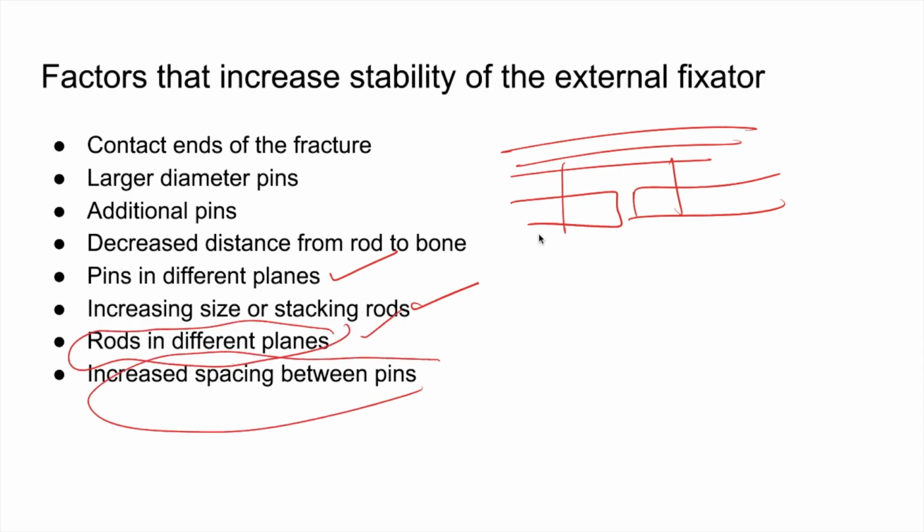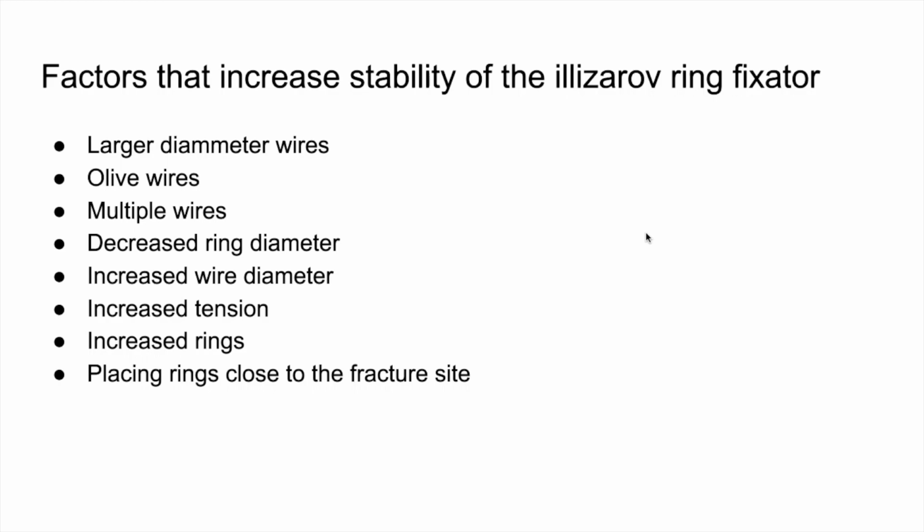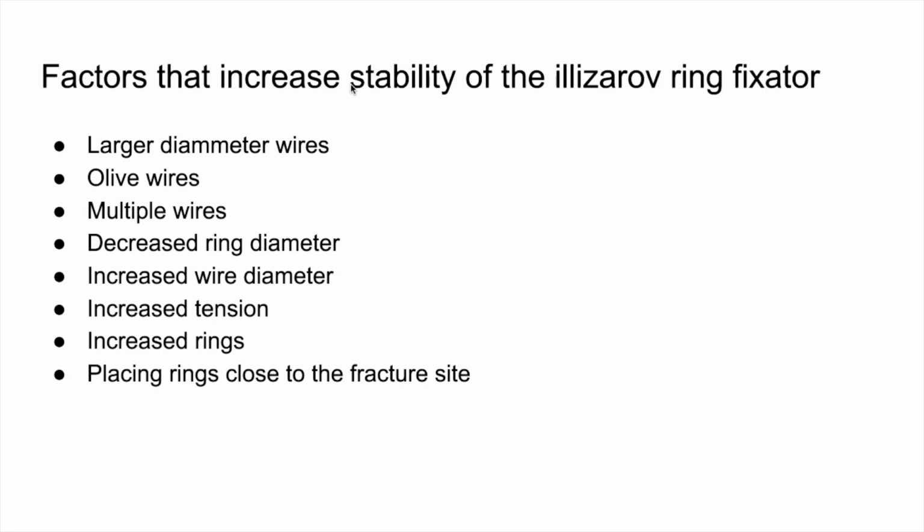Increasing spacing between the pins. It is good to have a pin as close to the fracture site as possible, but the other pins, if they are spaced out, increase the stability of the external fixator. So these are some of the factors that play a role in increasing the stability of the external fixator. So we all know the Ilizarov ring fixator. This is a huge topic on its own, but just a few things about it, because we are discussing implants.